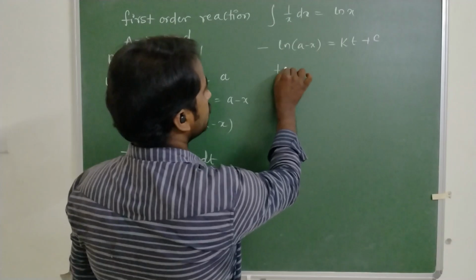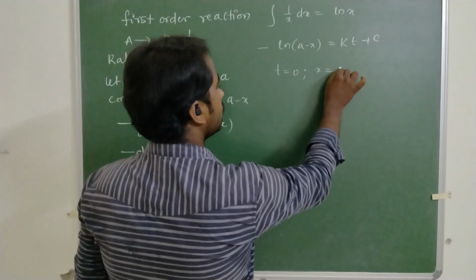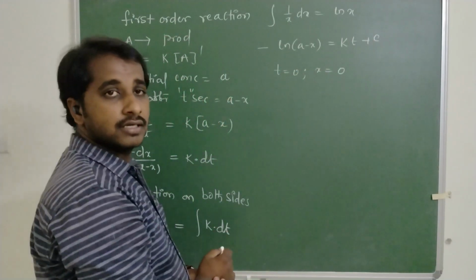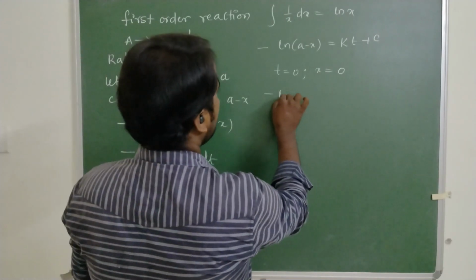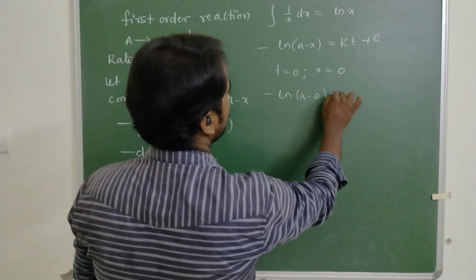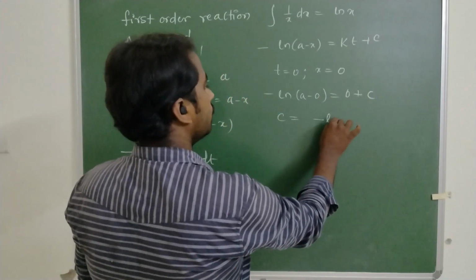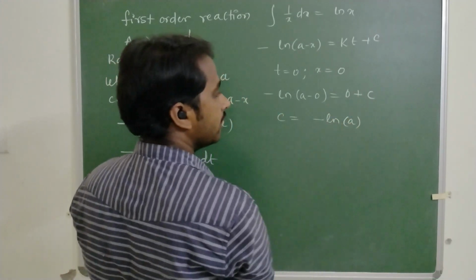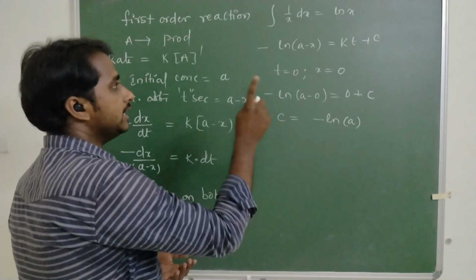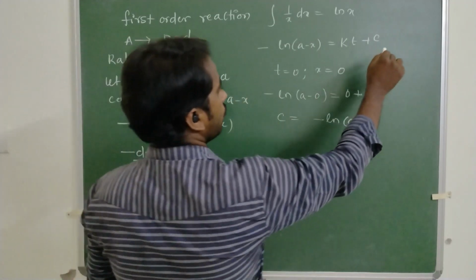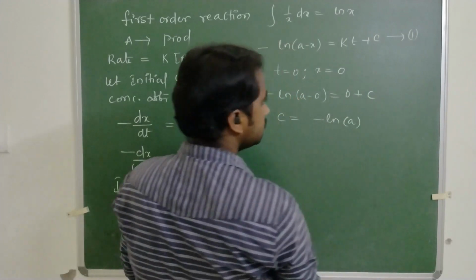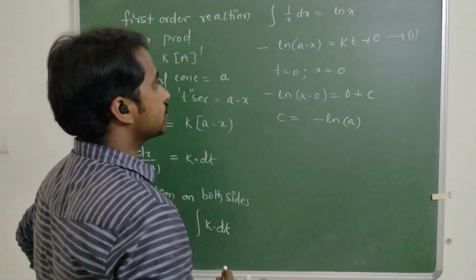Substitute t equal to 0 and x equal to 0 to get the constant c. So minus ln a minus 0 is equal to 0 plus c. Now c is equal to minus ln a. Let this be equation 1. So substitute c in equation 1.